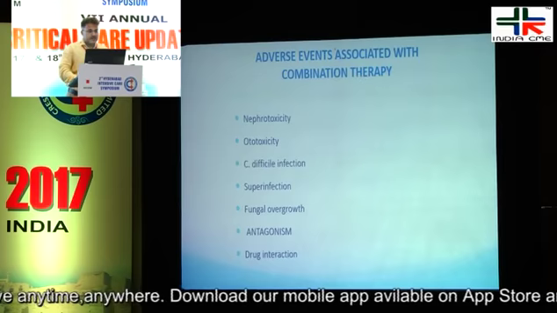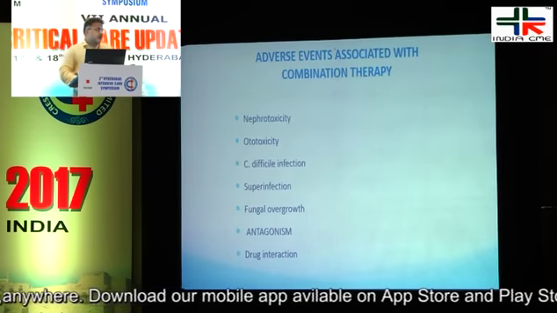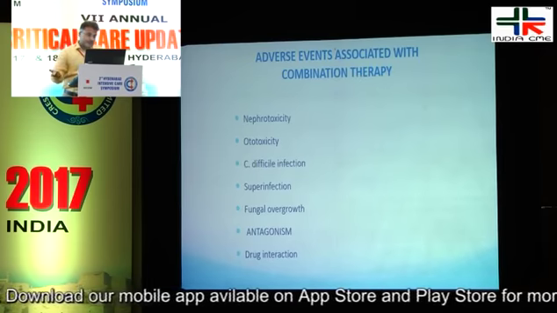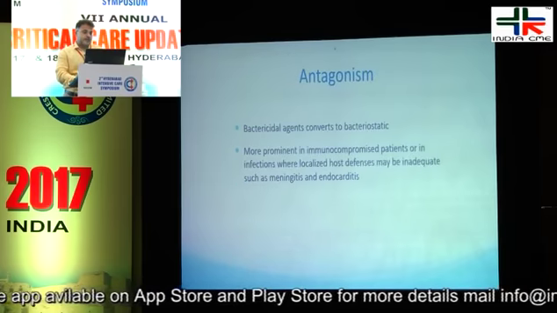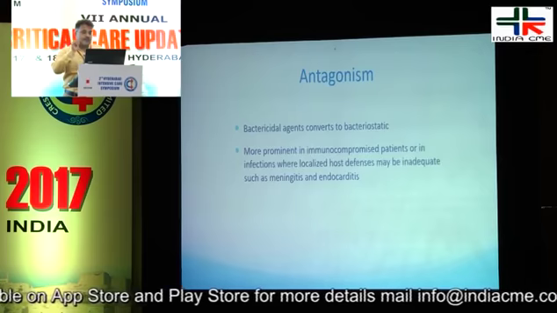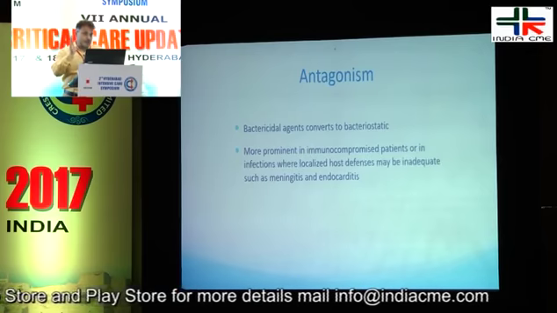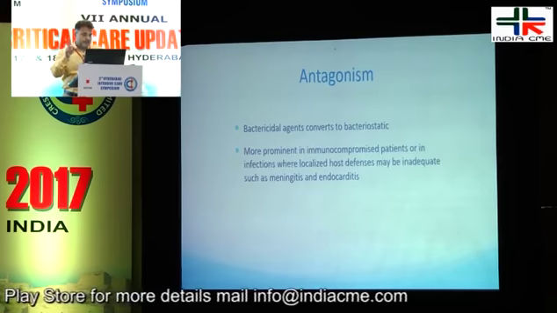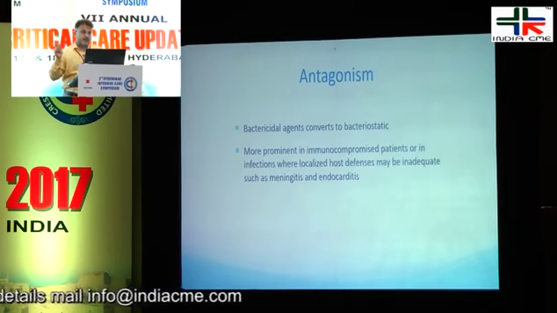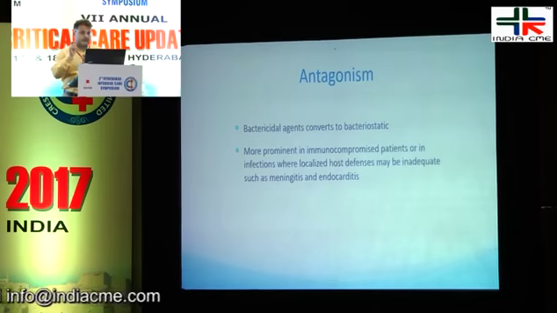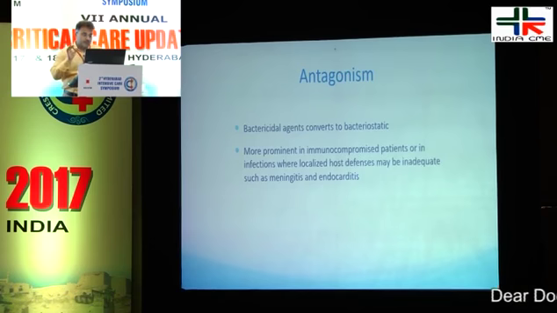What are the adverse events associated with combination therapy? It can be nephrotoxicity, superinfection, fungal overgrowth, and sometimes antagonism we need to worry about. Particularly antagonism, you have to worry about in certain cases, such as the immunocompromised, that's why we don't combine. And also when you are dealing with severe infections like meningitis and endocarditis. If your combination of drugs is not appropriate, there is a high chance the drugs may become antagonistic to each other. So you need to be very, very careful when you are selecting your antibiotic.